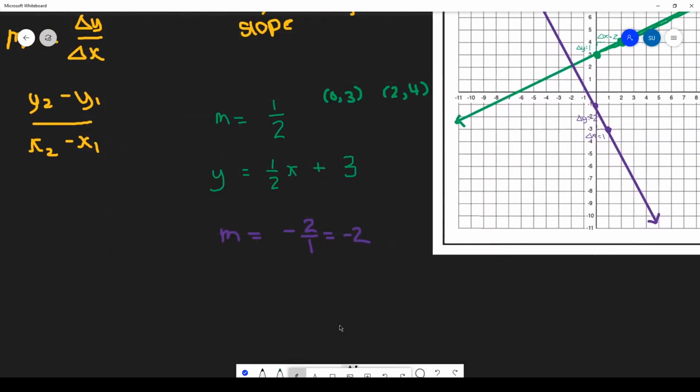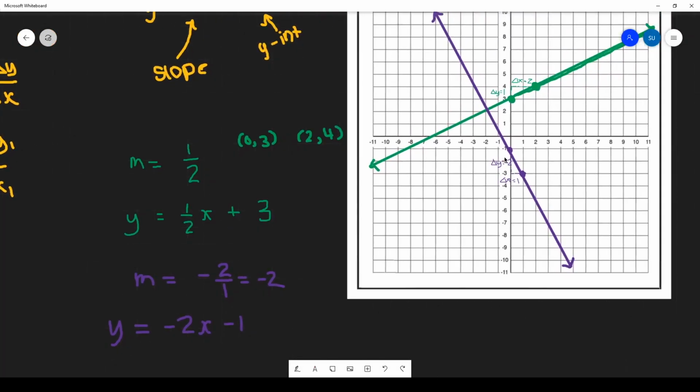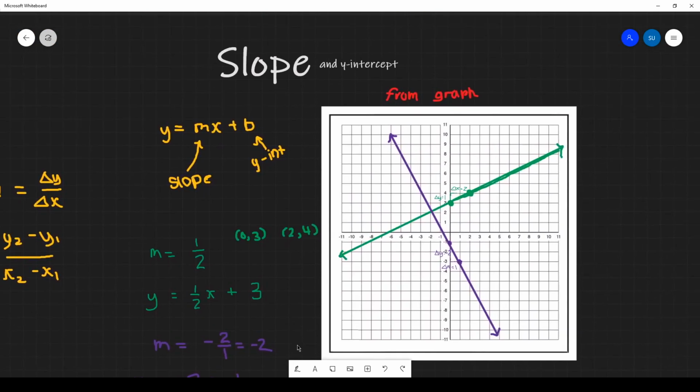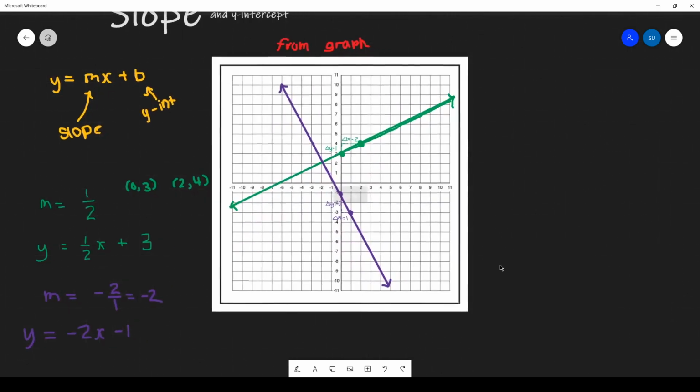Okay. Now we can write our equation, y equals negative 2x minus 1. And we put minus 1 because the y-intercept is at negative 1, not positive 1. And yeah, that's basically how you get slope and y-intercept from a graph.